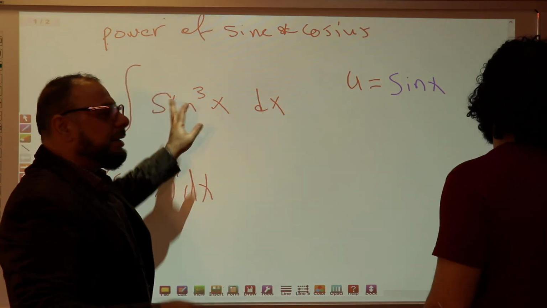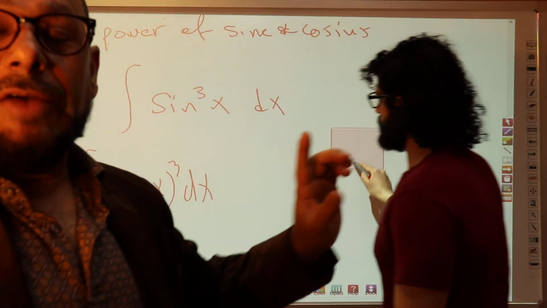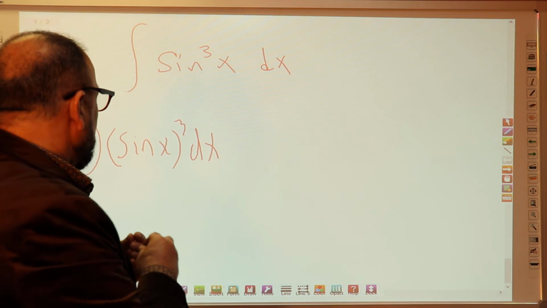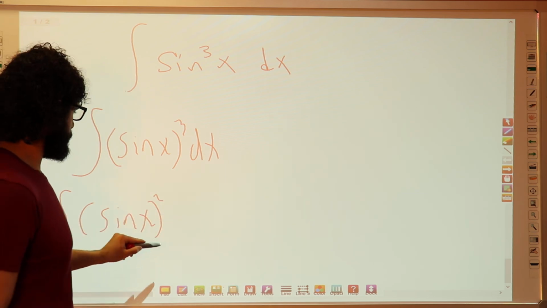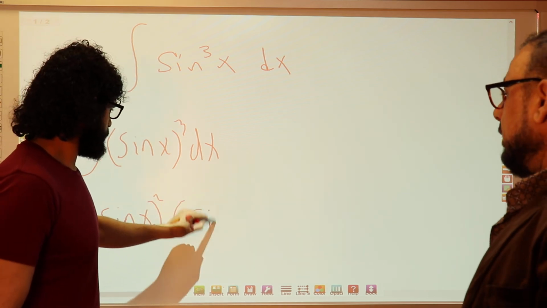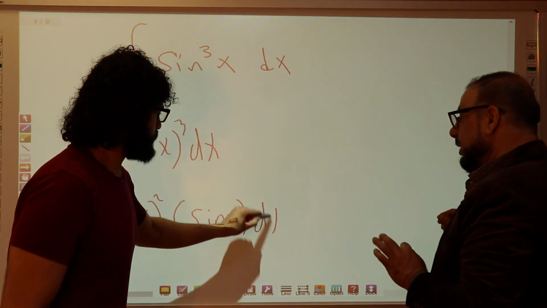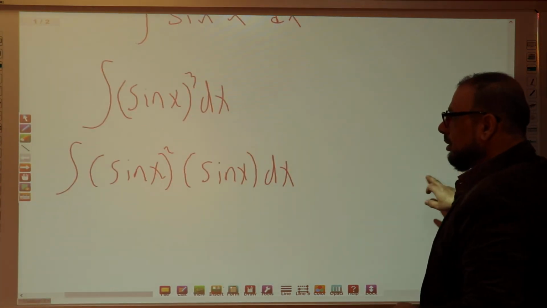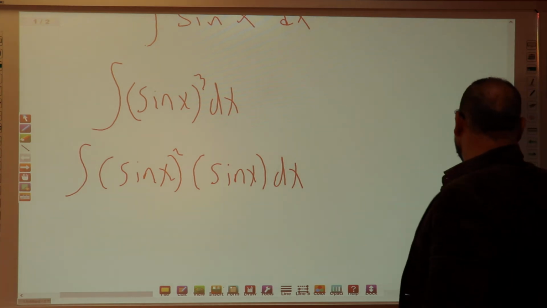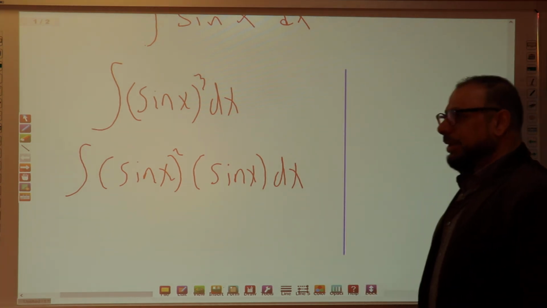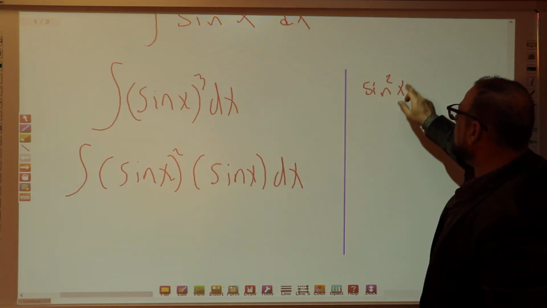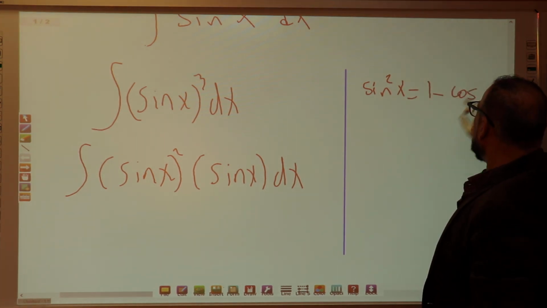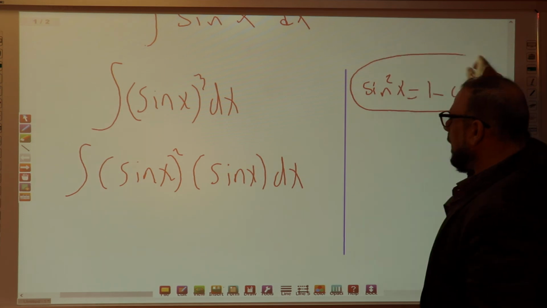When you have an odd exponent for the sine, split. Can we slow down with this problem, and be organized? What do I have to remember to solve this problem? I have to remember that sine squared x equals 1 minus cosine squared x.